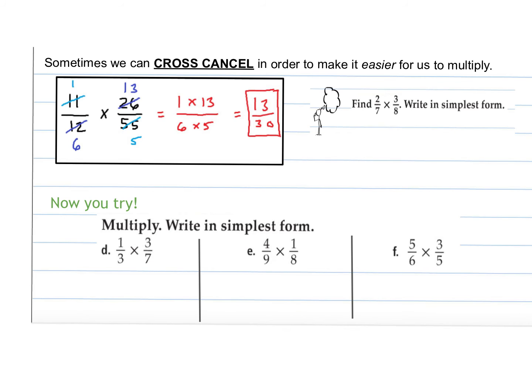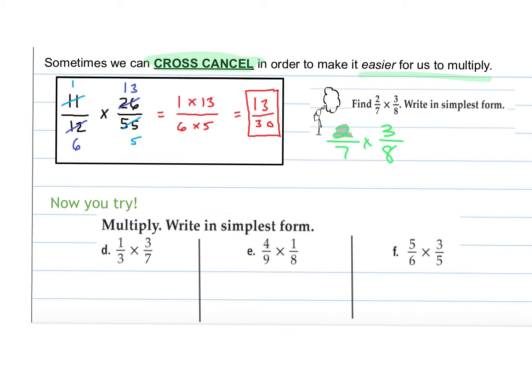Here's a super cool trick for you. Cross cancel. This can help you simplify ahead of time rather than at the end, and it makes it easier to multiply sometimes if we make the number smaller. So this is a strategy called cross cancel. You can do this if your diagonal numerators and denominators share a factor. So you're just simplifying ahead of time rather than at the end.